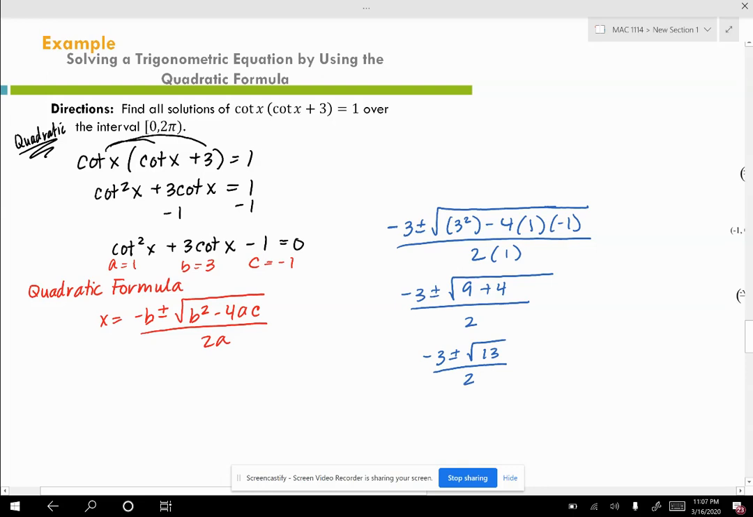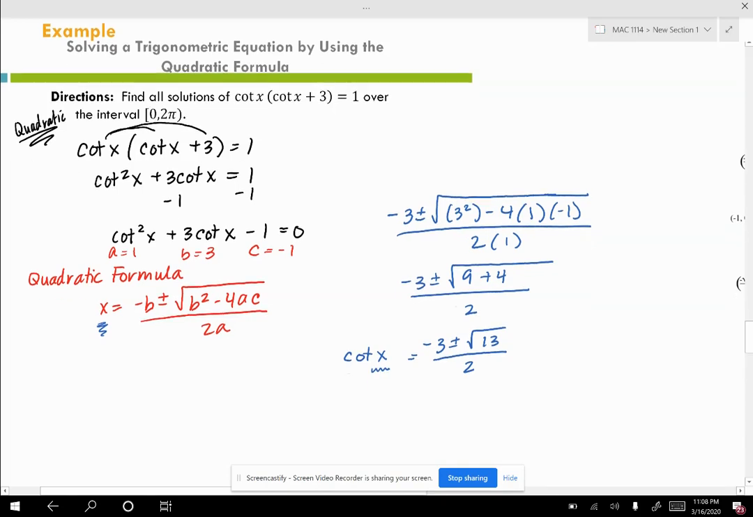Okay. Now, the quadratic formula says that x is equal to this quotient. But for us, not only are we solving for x, our x is actually cotangent x. So that's what this equals. Cotangent x equals this quantity. So at the end of the day, we're looking to solve for x, but x is embedded inside of this trig function.